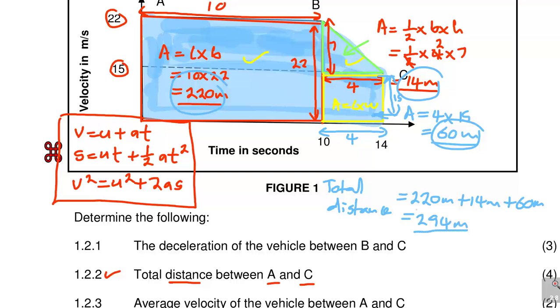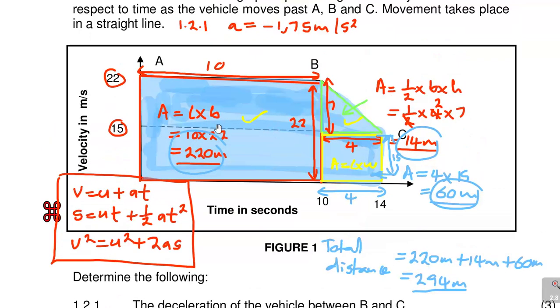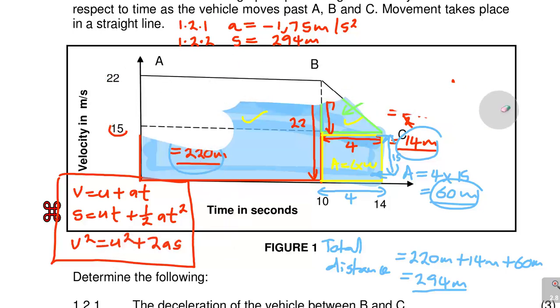So this is the distance that the car traveled between A and B. So if I can write the answer 1.2.2 to say S, or distance, is equal to 294 meters. Alright, so that was the part. Let us move on to the next question.